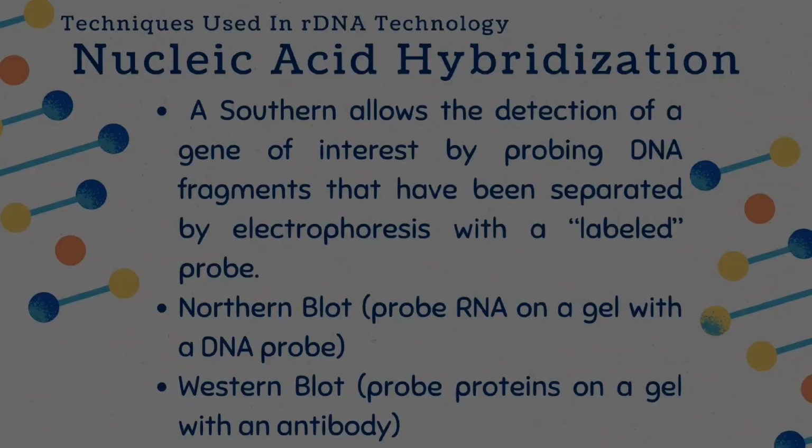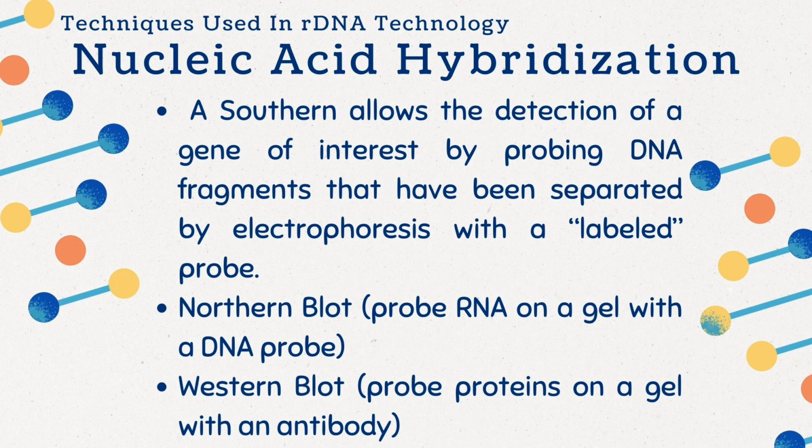Ayan. So, dumako naman tayo sa nucleic acid hybridization. So, a Southern blot allows the detection of a gene of interest by probing DNA fragments that have been separated by electrophoresis with a labeled probe. So, in the Northern blot, we probe RNA on a gel with a DNA probe. So, in the Western blot, we probe proteins on a gel with an antibody.